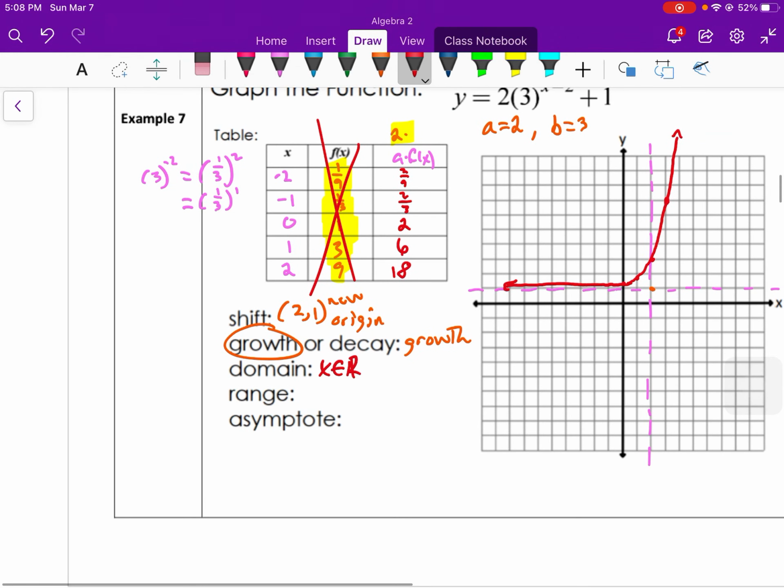X is an element of all real numbers. Y is now greater than. It's increasing. Whatever our k is, it's 1. Let's confirm it on the graph. It is a height of 1. And that's our asymptote here. Y equals 1.